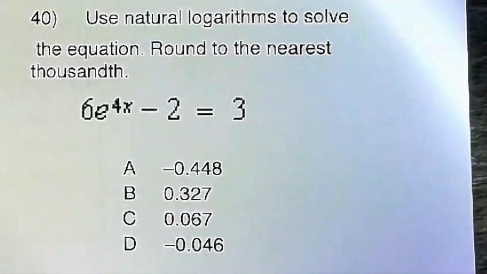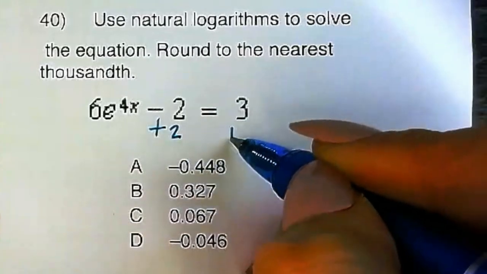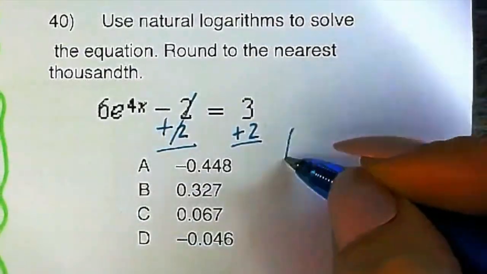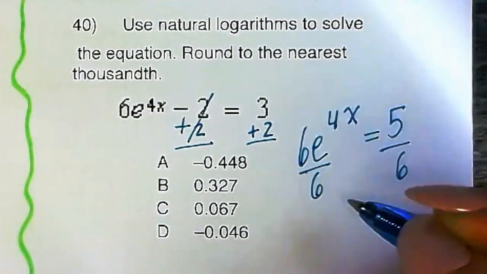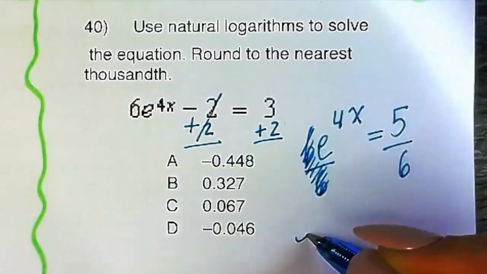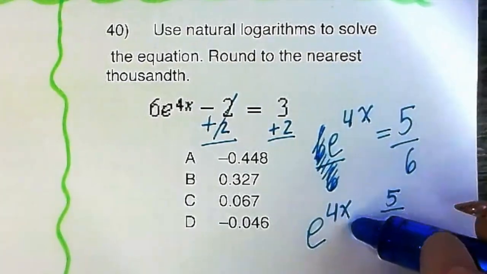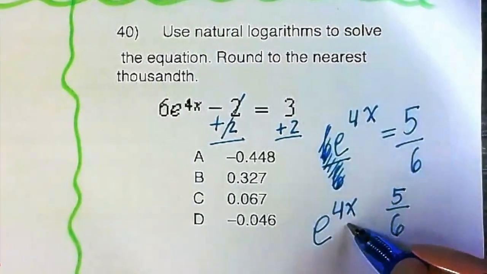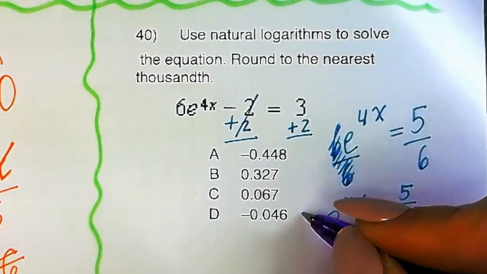Whenever we solve any exponential equation, the first thing you really have to focus on taking care of is isolating the base to the power. We're going to approach this by adding 2 to both sides and then dividing both sides by 6. After that, we'll have an exponential equation where we just have a base to a power equal to a number. This means take the ln of both sides.